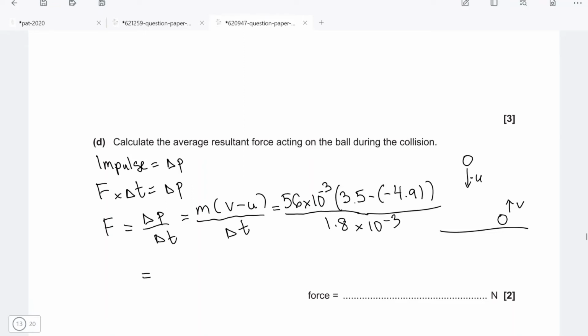This, of course, will be equal to 56 times 10 to the power of minus 3, and the two minus signs are actually going to turn into a positive. When we plug this into a calculator, what we're going to get is about 261 newtons. In this question, we're working up to two significant figures, so we're going to leave that as 260 newtons.